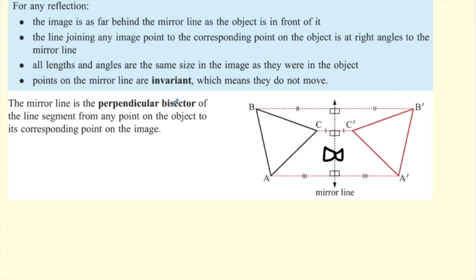The mirror line is a perpendicular bisector, meaning it goes directly perpendicular. So we have parallel and we have perpendicular. It bisects the line segment from any point on the object to its corresponding point on the image. Well, that's why we get these right angles. Because it's perpendicular, we will get right angles.